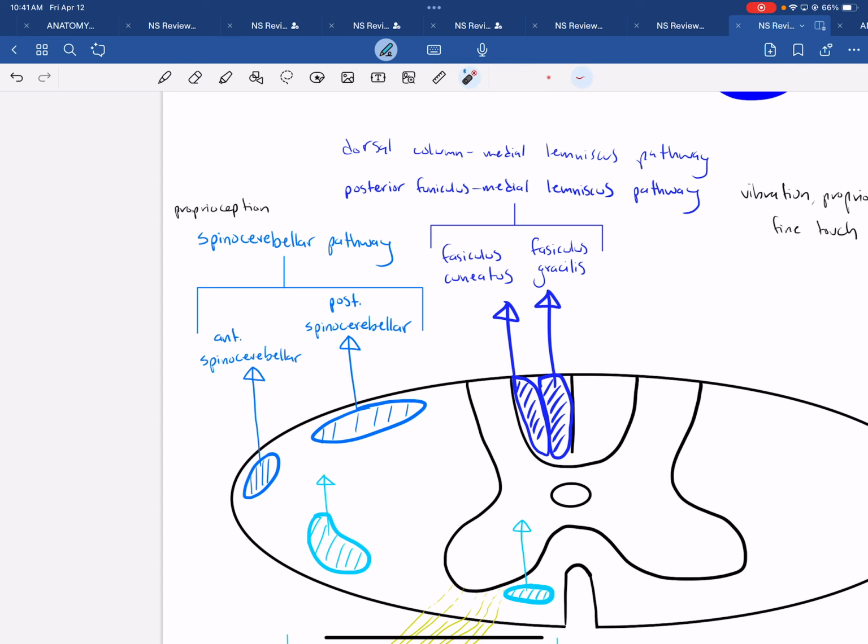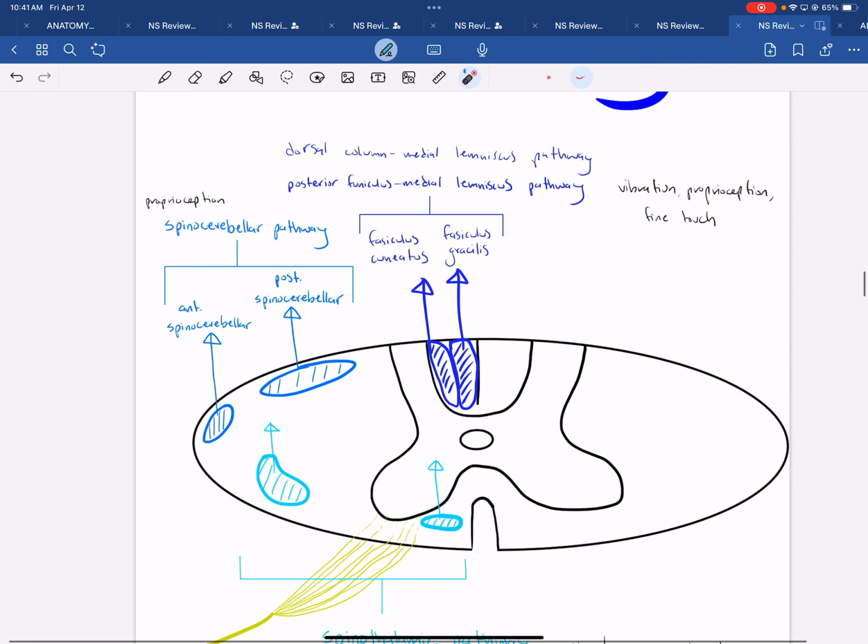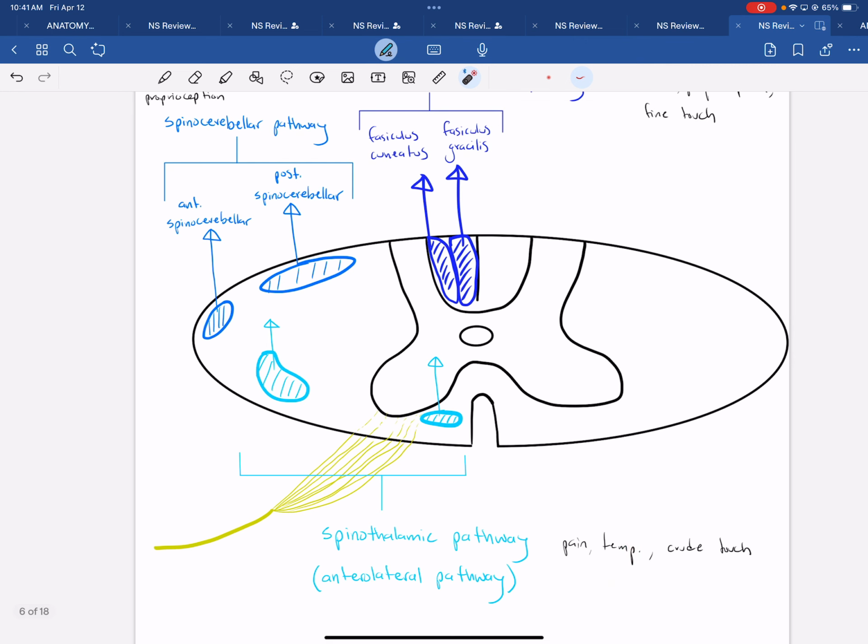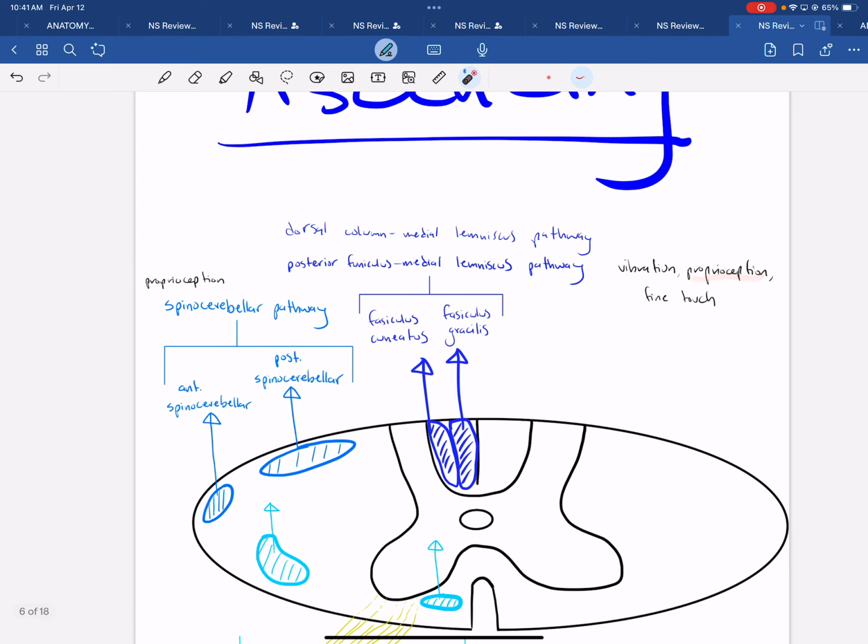Yeah, so both of these spinocerebellar pathways are in the lateral funiculus. This one is the anterior spinocerebellar. This one is the posterior spinocerebellar. So it's carrying proprioception and some other ones that I can't recall because there's a lot. But the idea is that the spinal cord is carrying different types of somatosensory information, right? Vibration versus pain and temperature versus crude touch, fine touch.